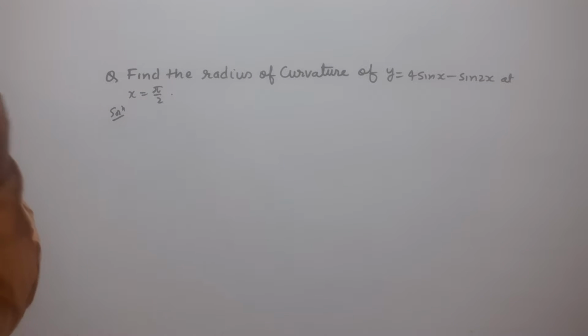Student, this is a question of curvature. Here we have to find the radius of curvature of the given curve y is equal to 4 sin x minus sin 2x at the point x equal to pi by 2.